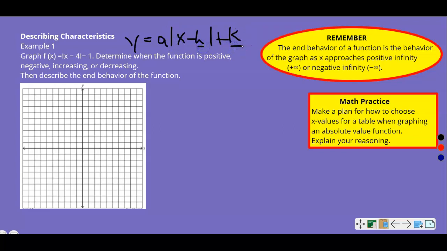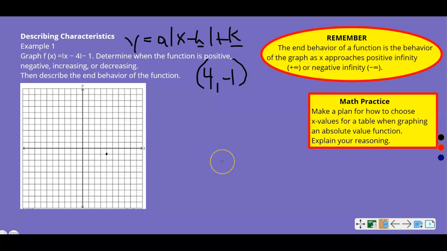The negative 1 is your k. So h is positive 4, because the negative is part of the function. So (4, negative 1) is your vertex. Let's go ahead and graph that point. It's going to be over 1, 2, 3, 4, and down 1. That's my vertex.